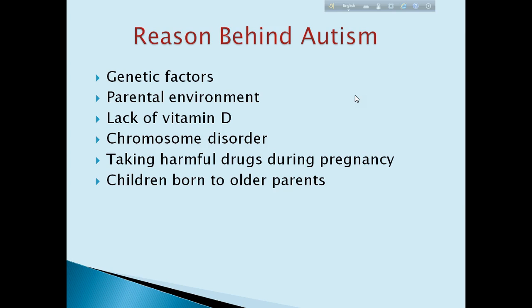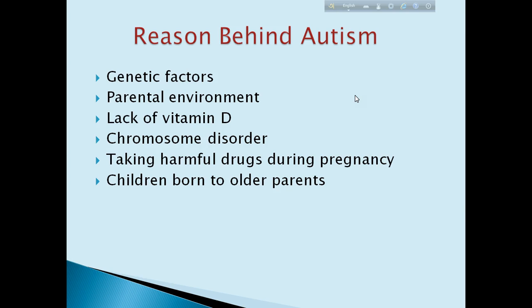The environment inside the uterus, where the unborn child is developing, is called the prenatal environment. The mother and fetus are connected by a temporary organ called the placenta. So if the environment doesn't function properly, then autism can happen. Vitamin D is very important for the immune system. Lack of vitamin D can cause autism. There are 23 pairs of chromosomes in humans. If the gene sequence is not perfect, then a chromosome disorder can come into play. It can be another reason for autism.